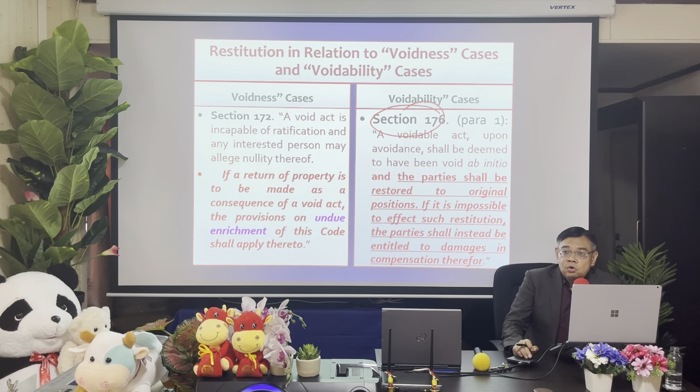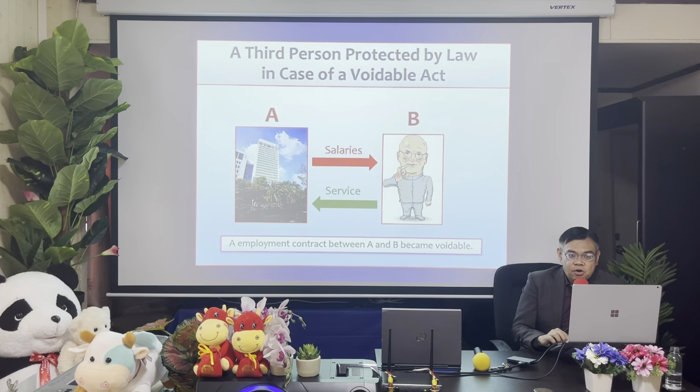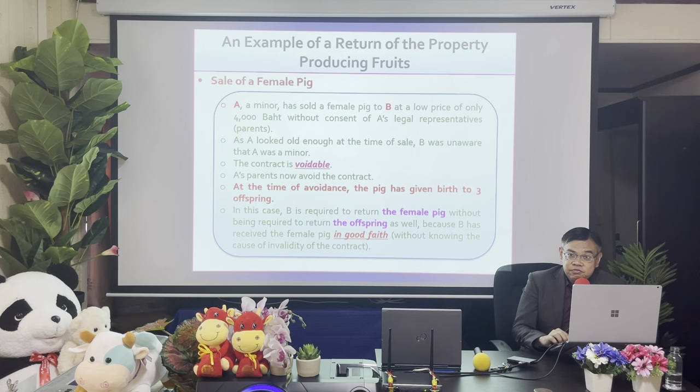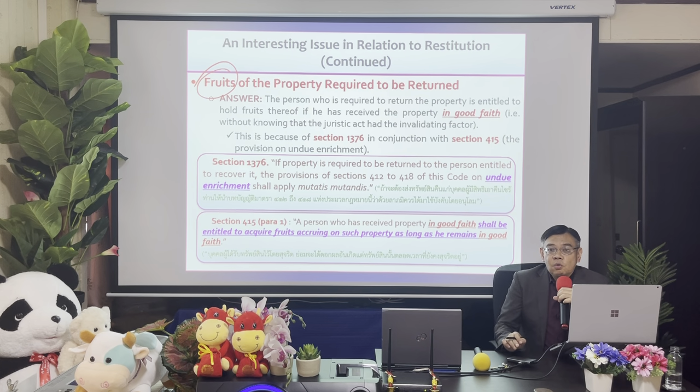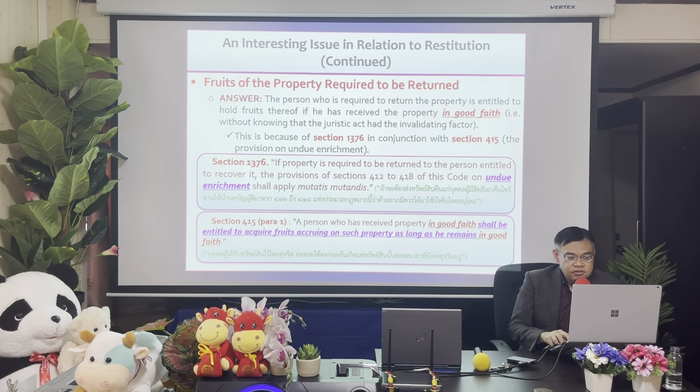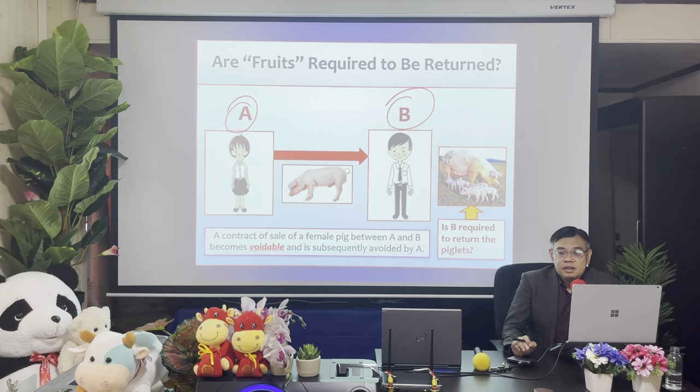With respect to restitution, we have section 176, which says that the parties shall be restored to original positions, and in the case where restitution is impossible, the party who has received the property will have to pay damages in compensation for the return of the property, which becomes impossible. That is what we have seen from the first part of the lecture, and we have also looked at the consequences with respect to the fruits of the property which is required by law to be returned.